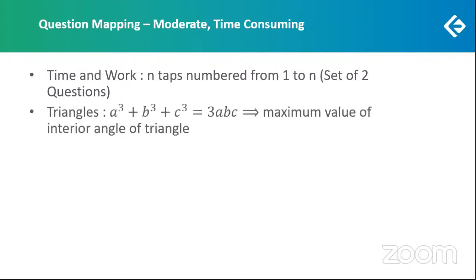A question based on triangles was given where a cube plus b cube plus c cube equal to 3abc was given, and we had to find out the maximum value of the interior angle of the triangle. So this was purely a factorization based question where one has to factorize a cube plus b cube plus c cube minus 3abc equal to 0, and once you get the factors you have to rearrange in such a manner that you ultimately get a minus b the whole square plus b minus c the whole square plus c minus a the whole square, which gives you a equal to b equal to c. So that's an equilateral triangle.